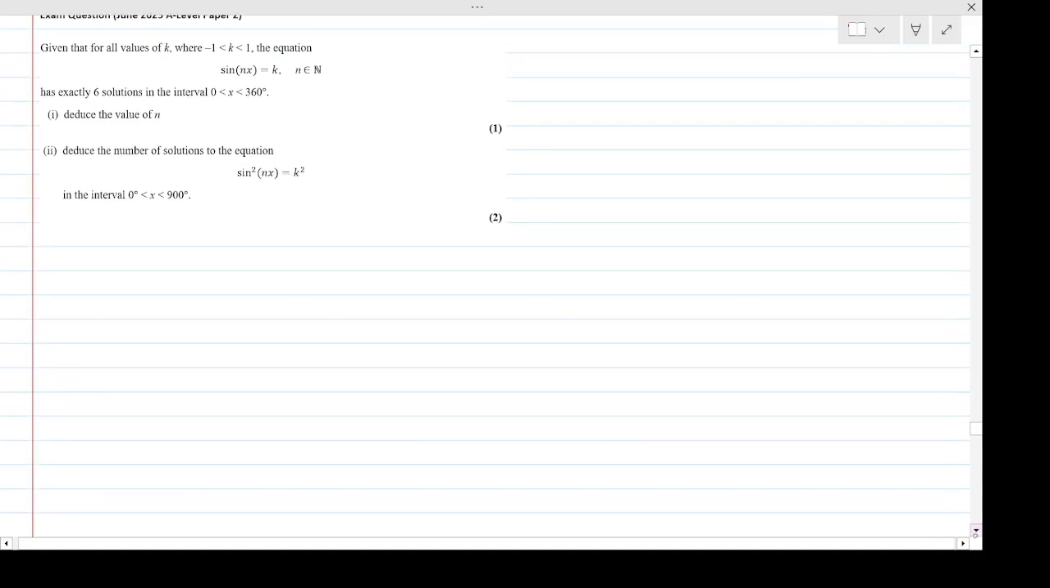So, we are told that for all values of k, where k is between -1 and 1, the equation sine of nx is equal to k has exactly 6 solutions in the interval 0 to 360. First of all, deduce the value of n.